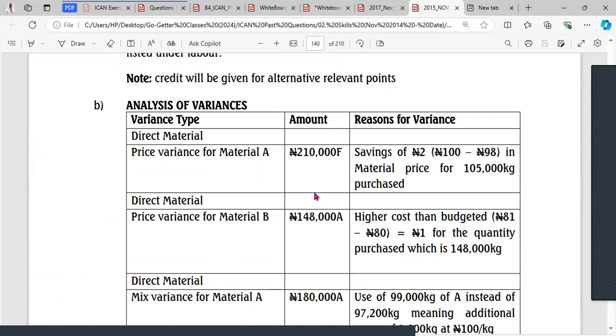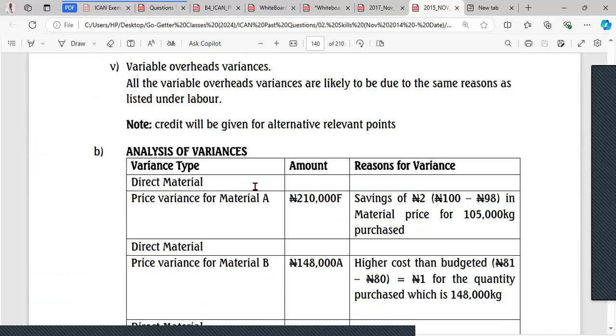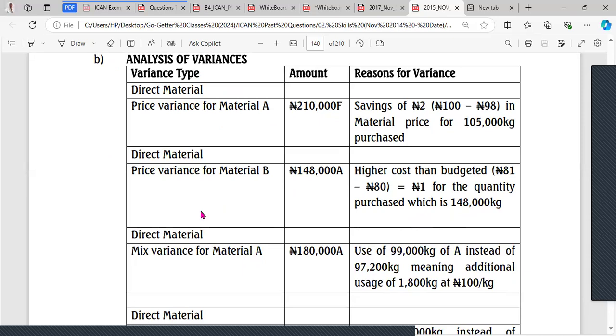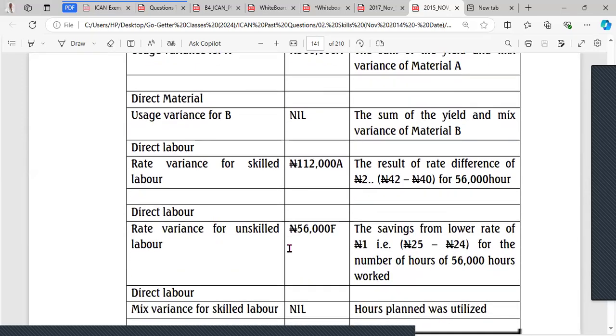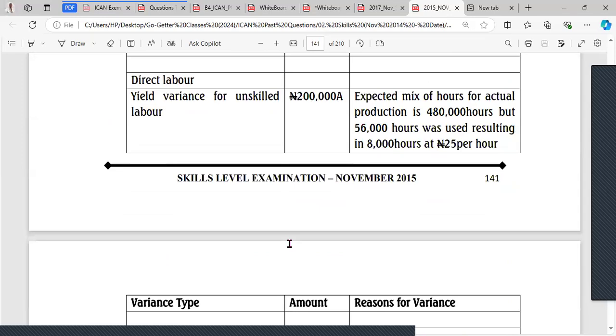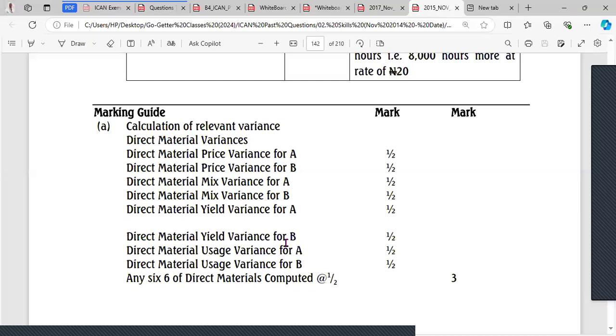So you see here is how they did variance. You can put it here: direct material price variance, the variance, and the reasons. Do it this way. That is very, very good, putting it in table format when you're doing your summary like that. So this is a very good way. You should go back and look at this question, see how it is being done.